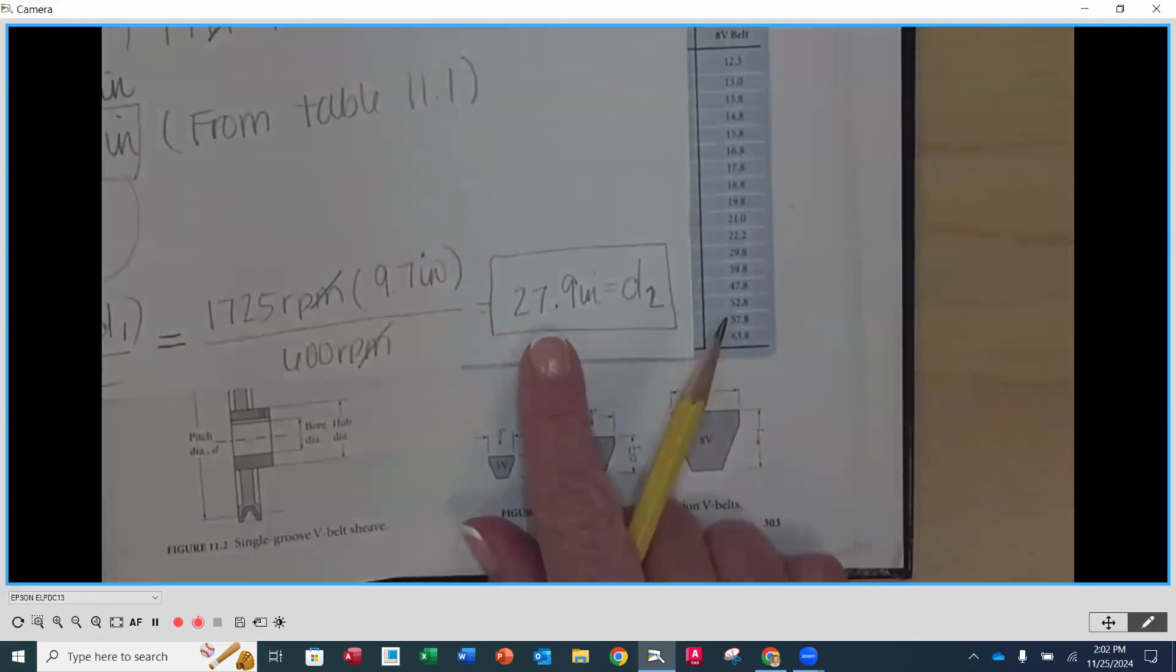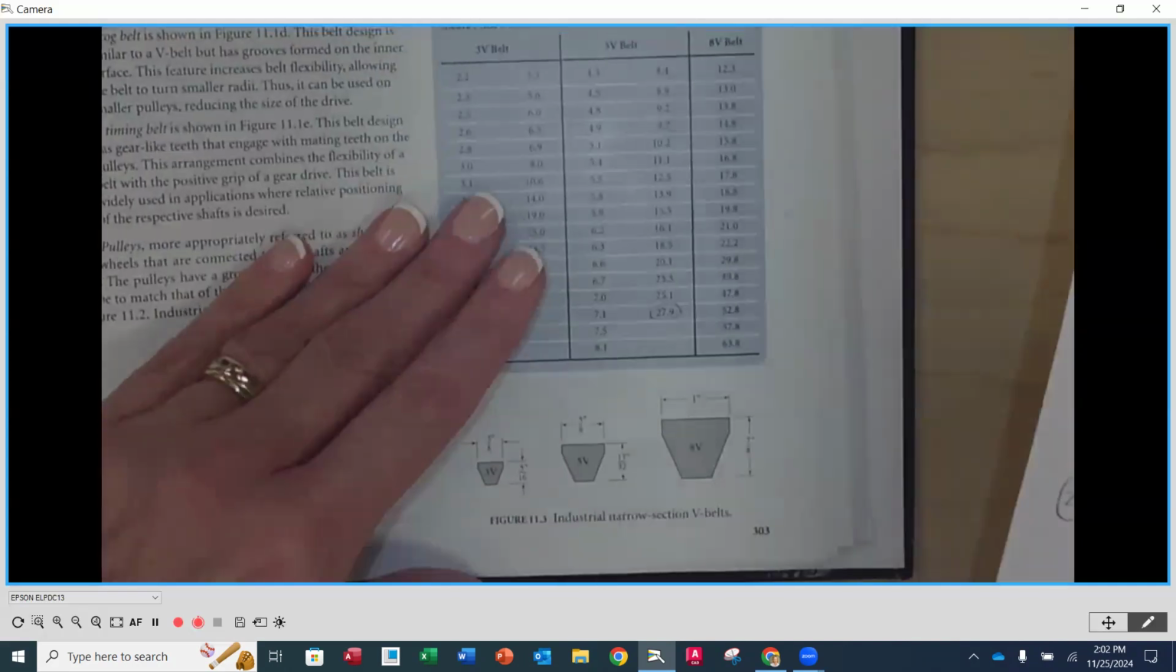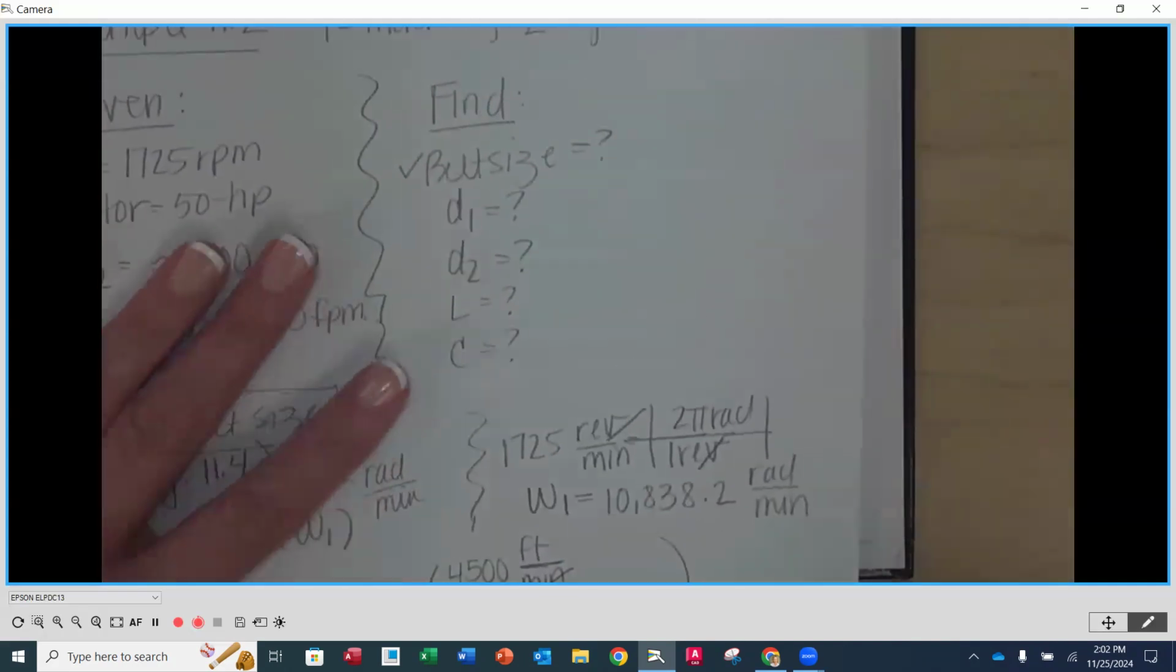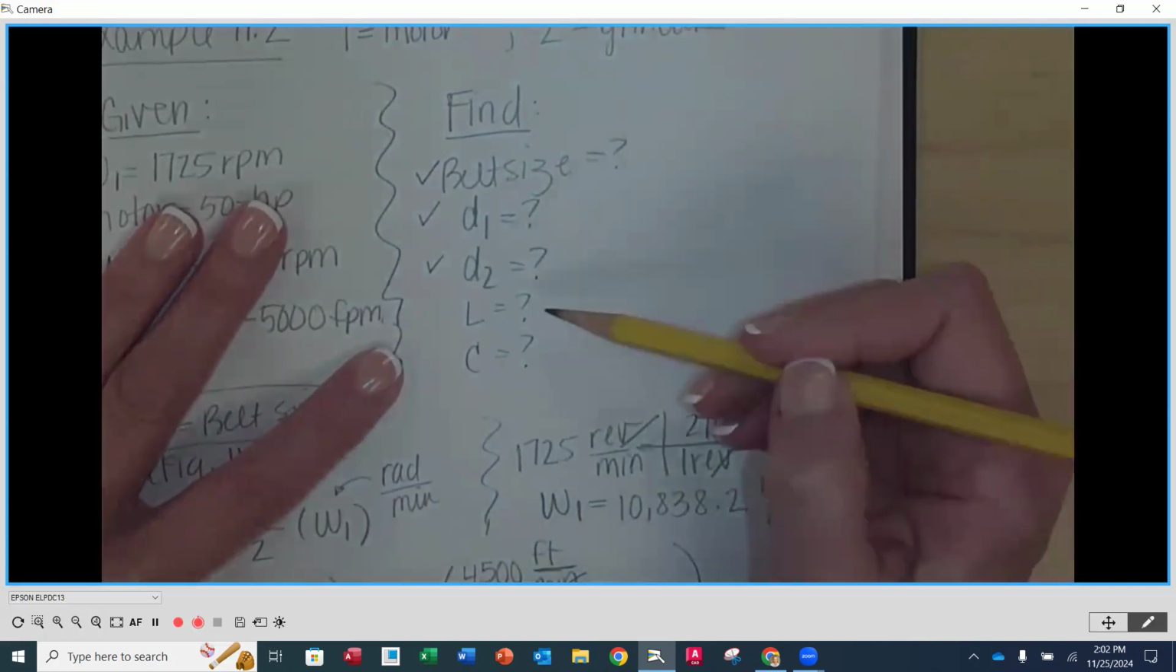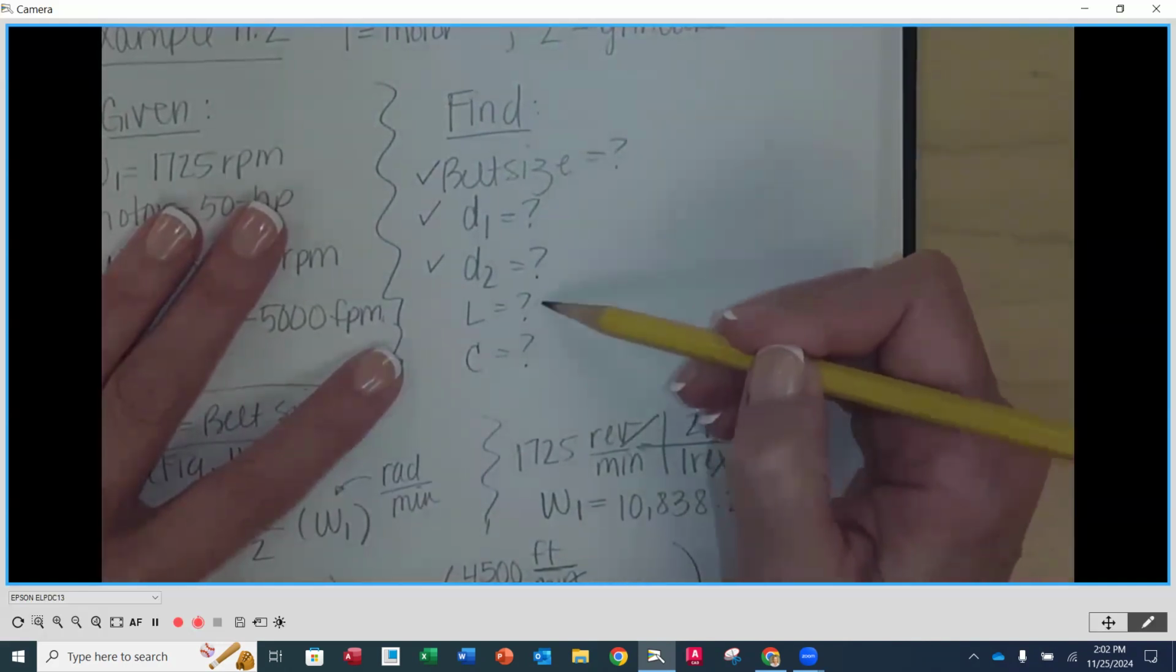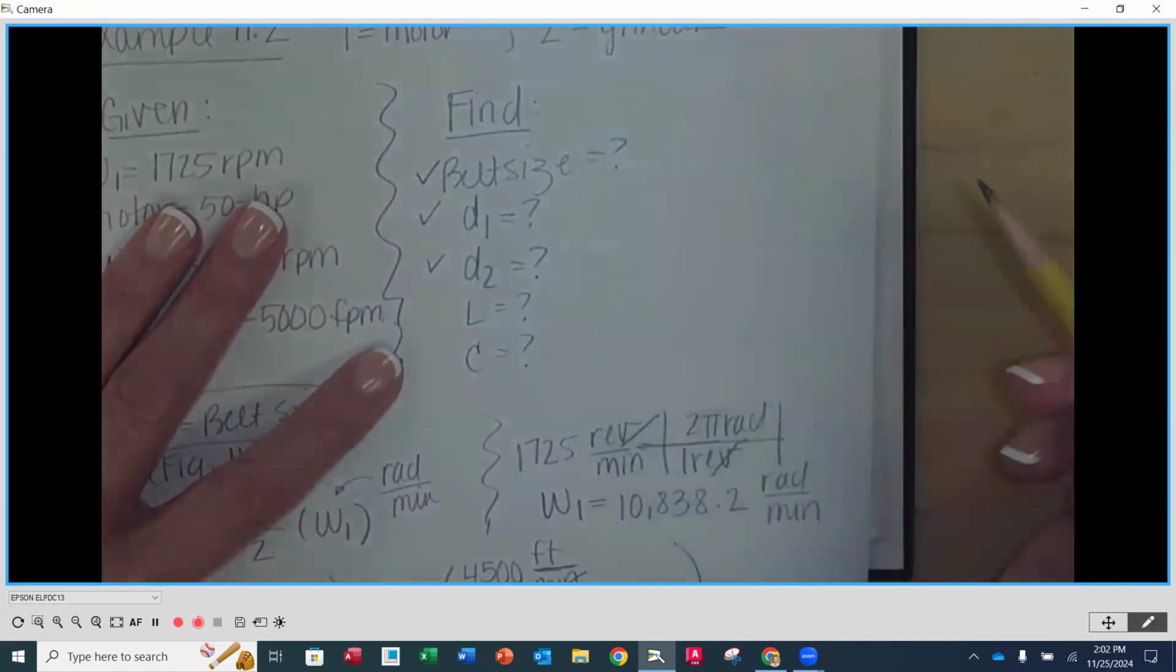All right, 27.9. So that means that if we go back up here, we have our belt size, we have our D1, we have our D2 identified. Now we need to do our length and our center distance, right? Our length and our center distance.